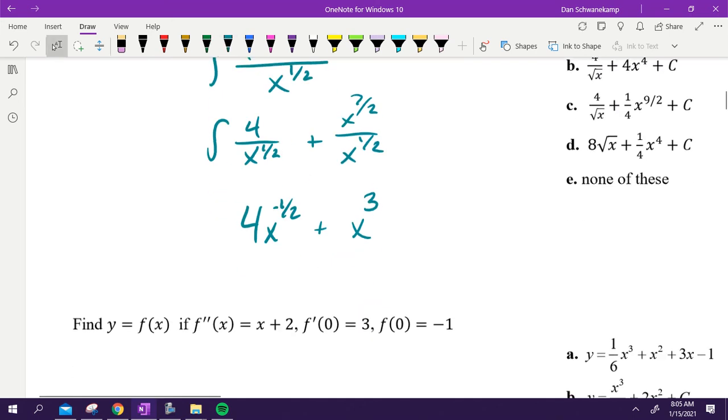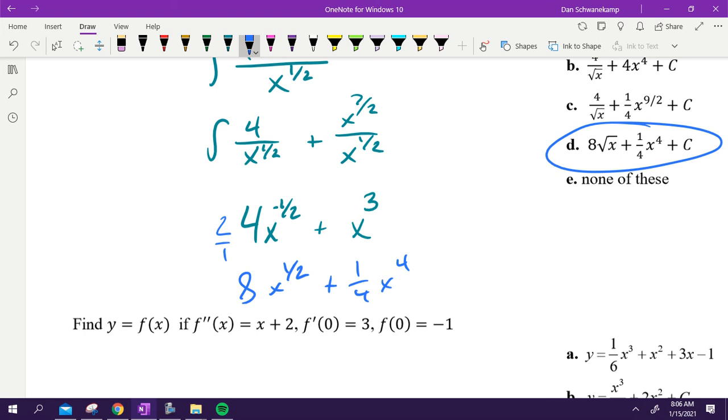We're finding the antiderivative, so we add 1 to our exponent and divide by our new exponent. If we're dividing by 1/2, it's like multiplying by 2 over 1. I get 8. Add 1 to my exponent, divide by my new exponent. It's D.